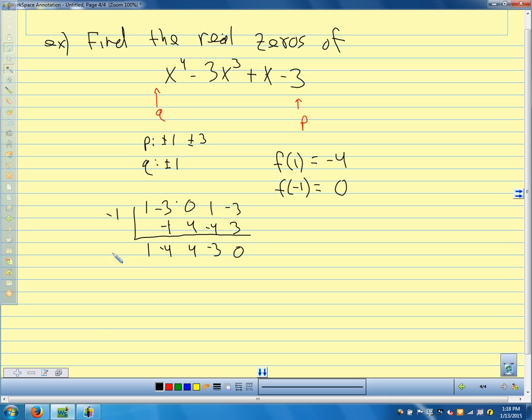I reduce the power by 1, right? So this is still a third degree polynomial. I need to find the factors of that third degree polynomial. So what do I do to factor that?